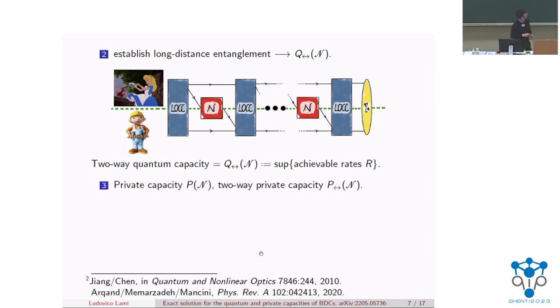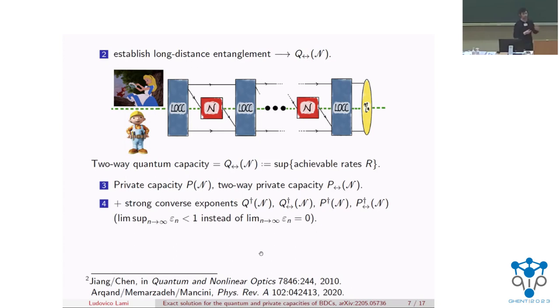And there are other quantities of interest, like the private capacity, in which you want to send private information, or also the two-way private capacity, in which you want to establish a secret key. This is why I call it a zoo. There are many numbers, and there are also the strong converse exponents.